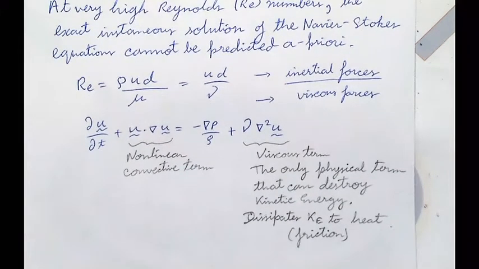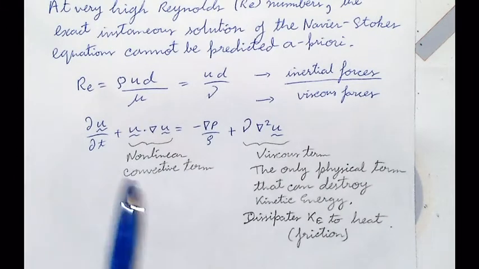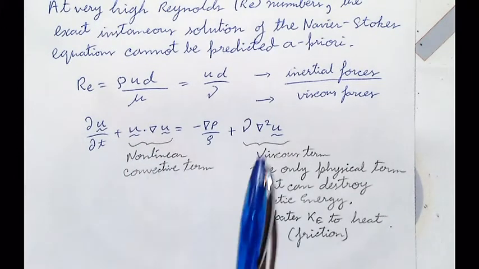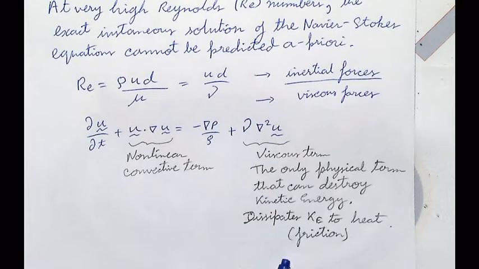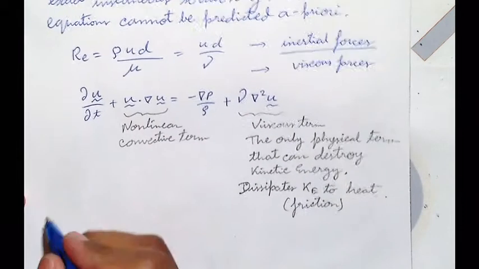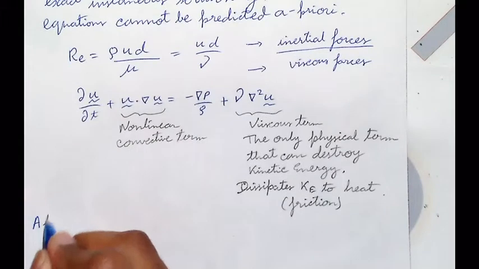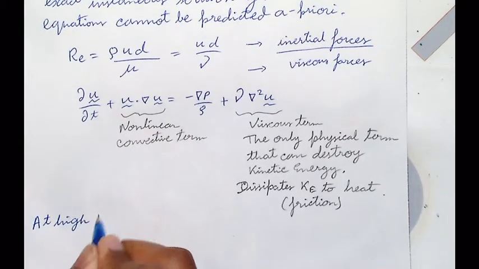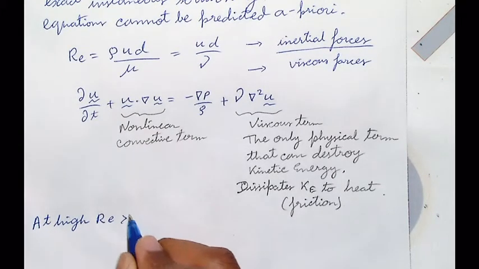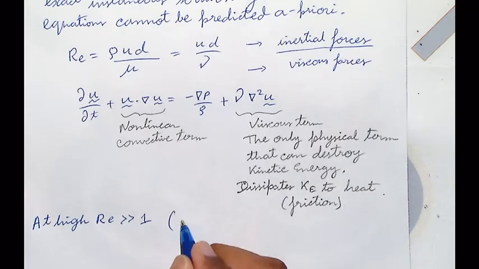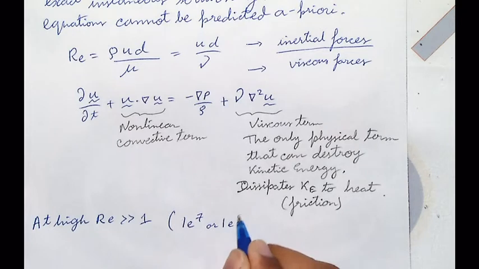Okay, fine. So the Reynolds number basically tells us which one's more important, the viscous destruction of energy or the nonlinear convection. Okay, and let's say at high Re, much greater than 1, let's say on the order of 1E7 or 1E8, what is this telling us?